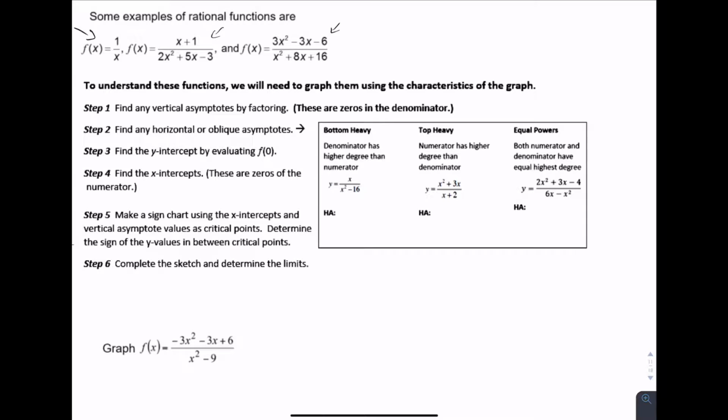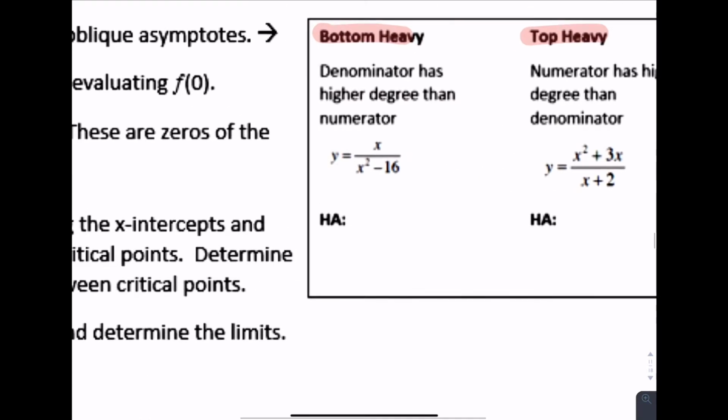Horizontal asymptotes you can figure out by this idea of bottom heavy, top heavy, or equal. If it's bottom heavy, that means there's a higher power in the bottom. If the power in the bottom is bigger than the one on top, then your horizontal asymptote is going to be 0. So if it's bottom heavy, y equals 0.